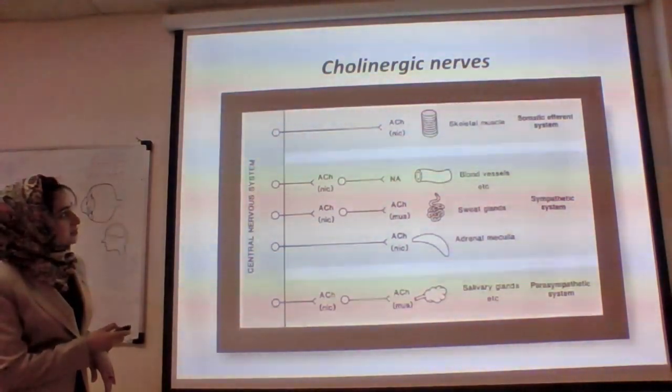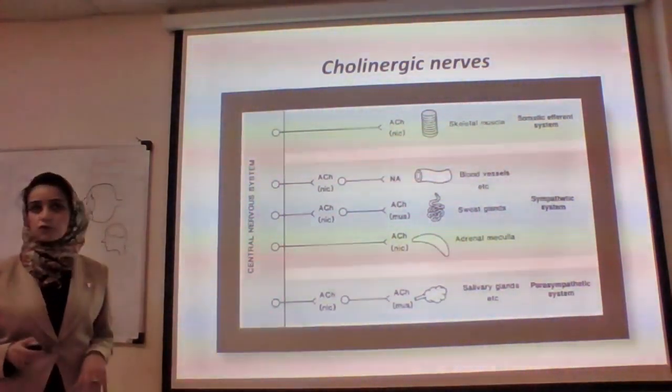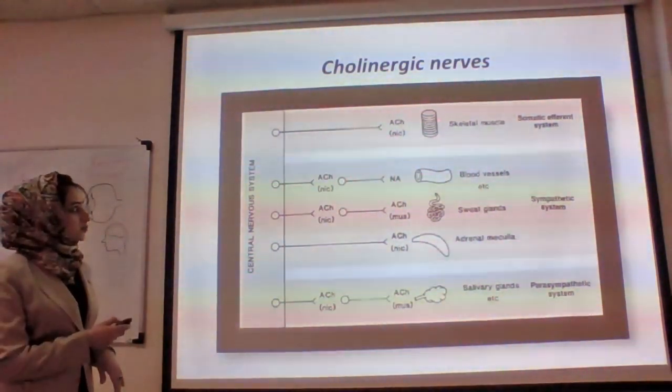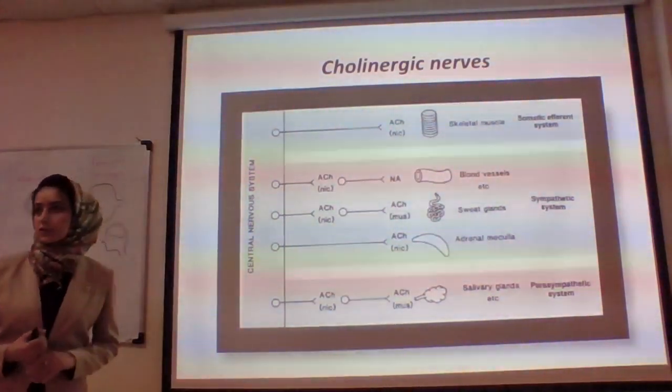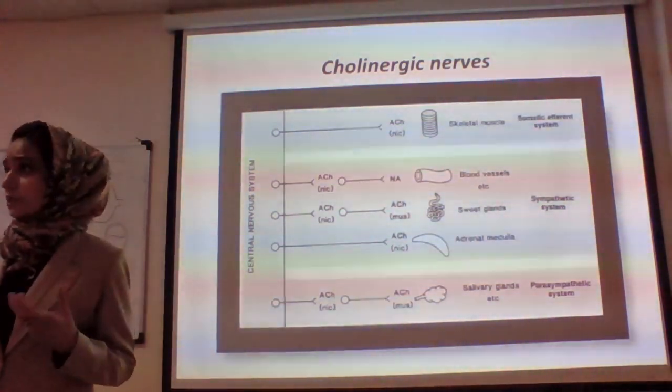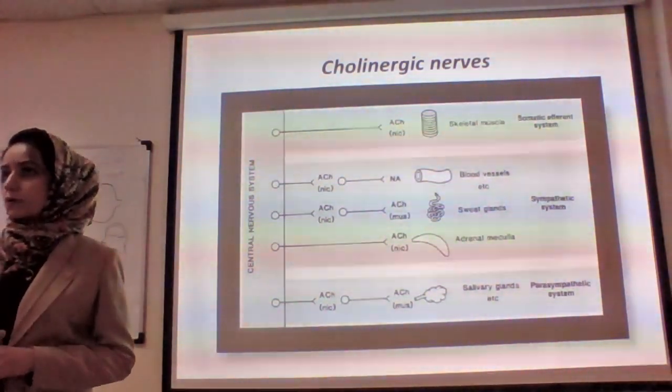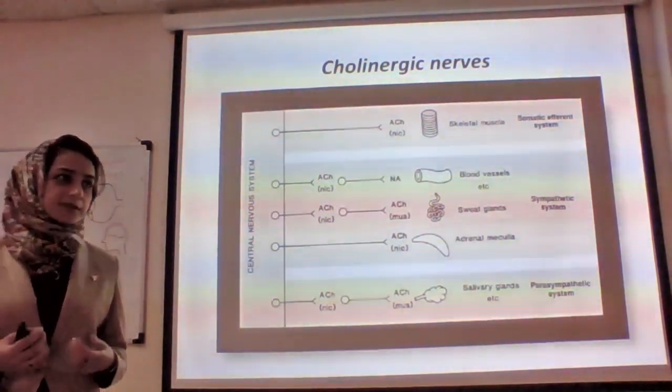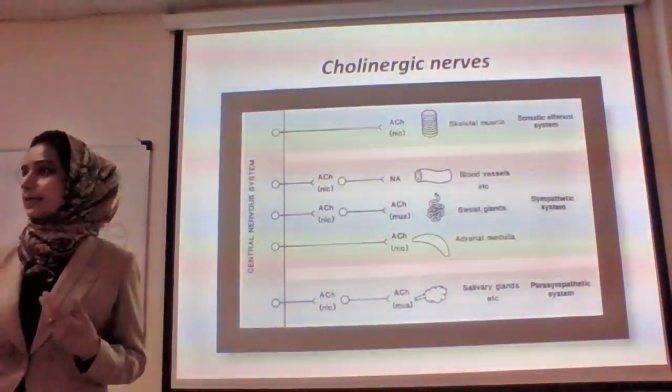Somatic afferent system, skeletal muscle. This is not related to the autonomic nervous system. So it is cholinergic. Why is it called cholinergic? When we have a cholinergic nerve, it means we have a cholinergic neuron, which releases acetylcholine.